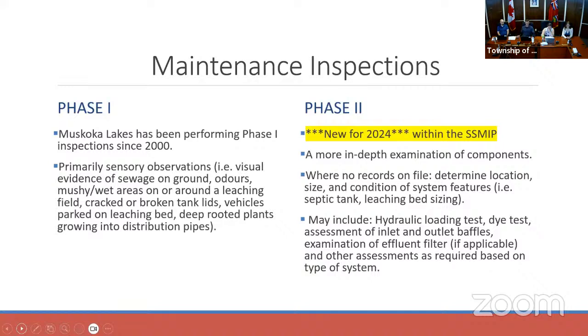Just before I proceed to the next slide, I just want to bring it back full circle. I know we're kind of text heavy on this one, but was hoping just to differentiate between a phase 1 and a phase 2. Again, phase 1 is almost exclusively sensory, whereas a phase 2 is a more in-depth analysis of the inner workings of the system itself.